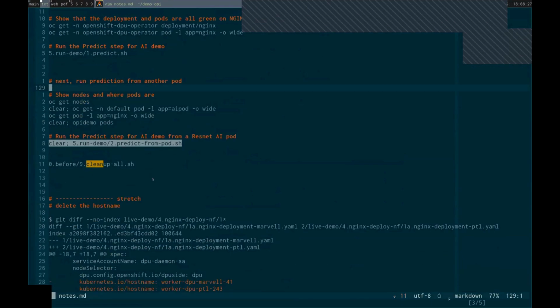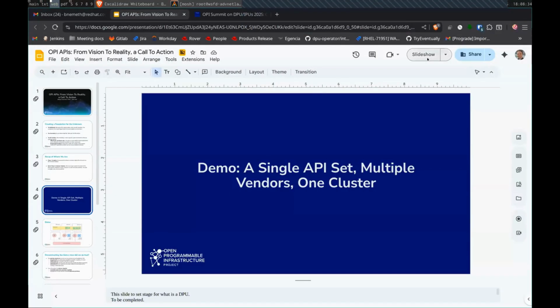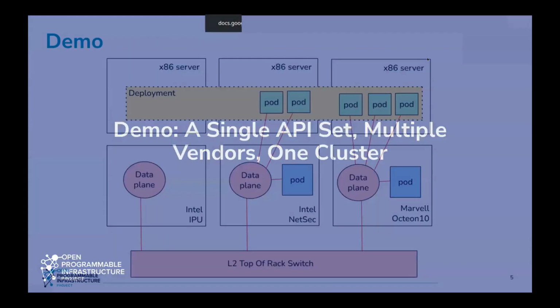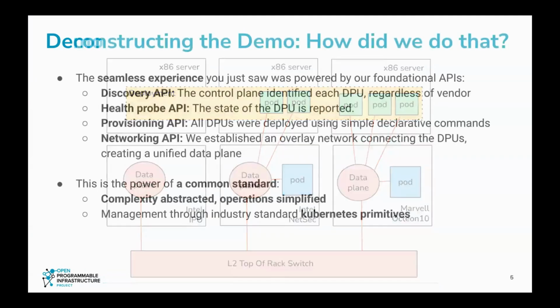I have a stretch part of the demo. Hopefully we get to that at the end, and maybe we break the cluster, and that's good information to have as well. So let me go back to the slides. So this is what I've demonstrated now. One cluster, multiple DPUs in the same cluster, working all seamlessly, minus that bug.